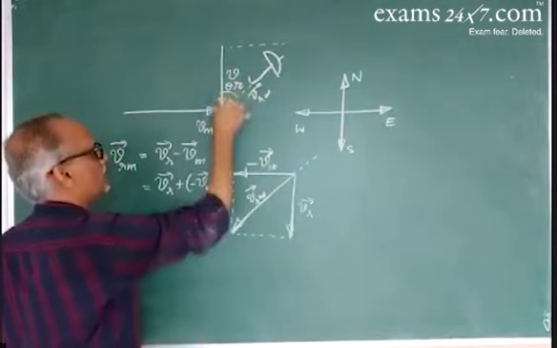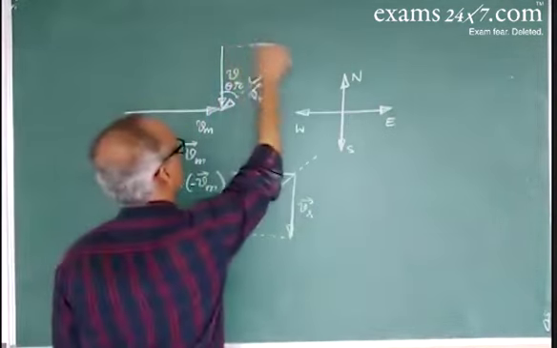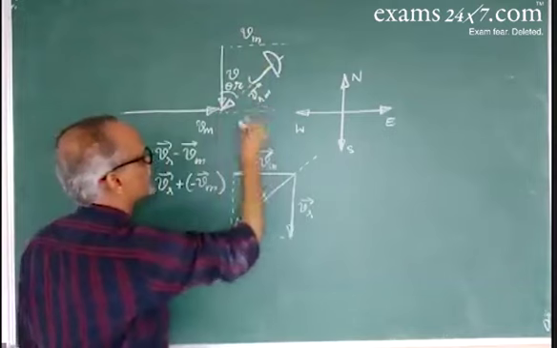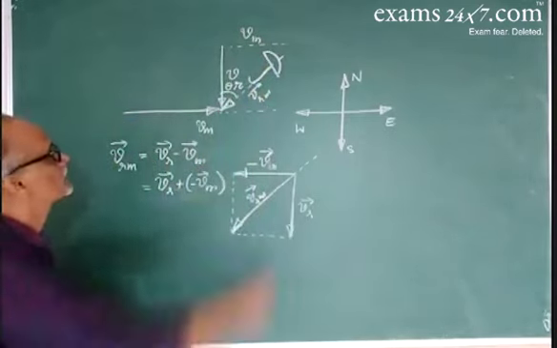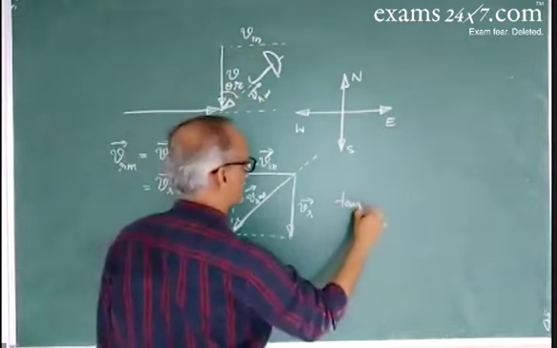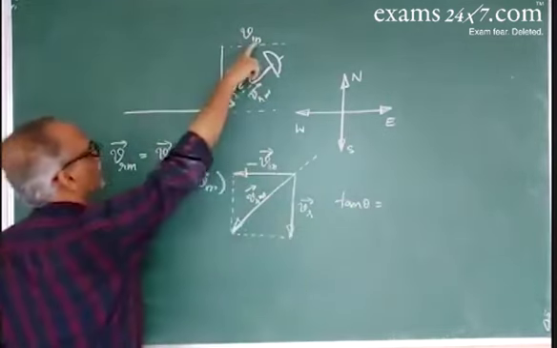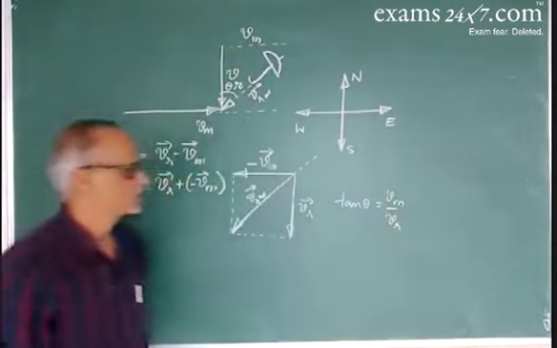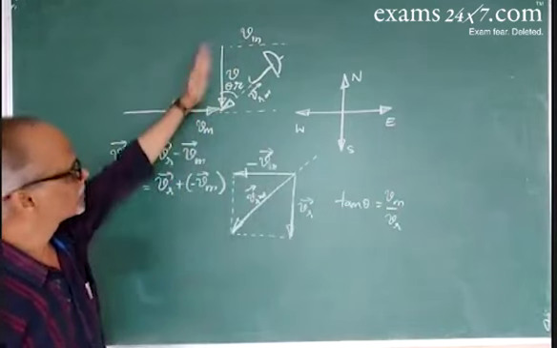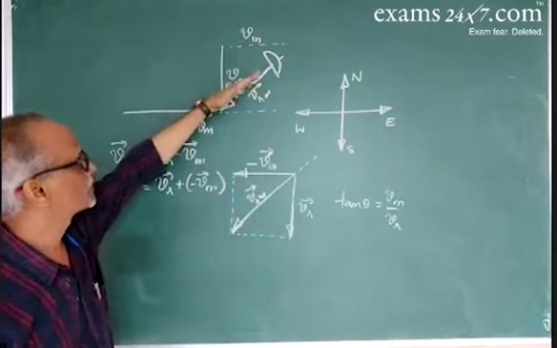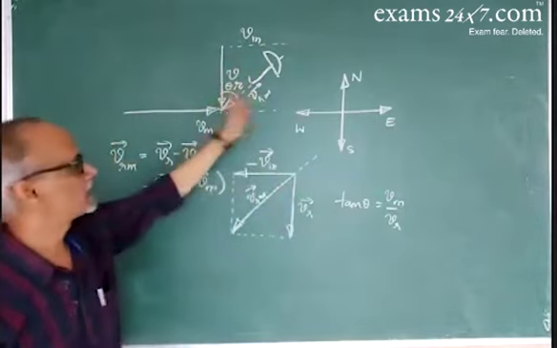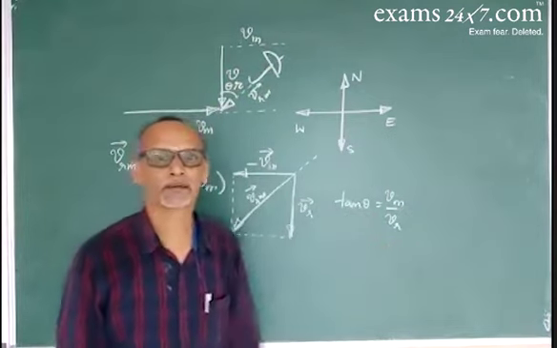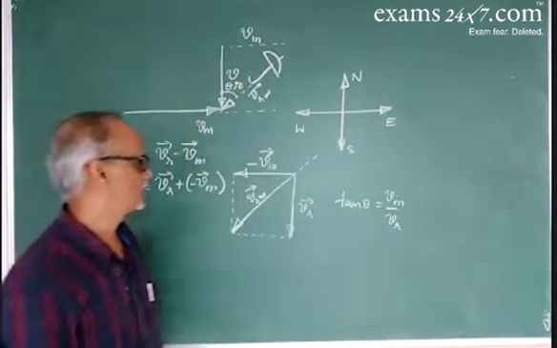So this is Vr, and this vector here, if I extend it, will be equal to Vm. Therefore, tan theta is equal to Vm by Vr. So this is how we can find the direction along which the man has to hold the umbrella, making an angle theta towards the east, and that theta is given by this formula. So this is an important application of the relative velocity.